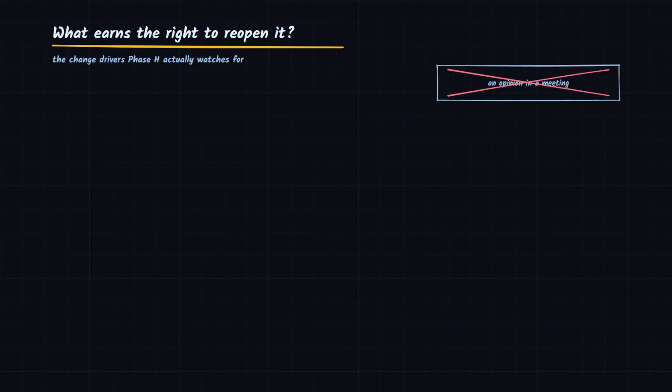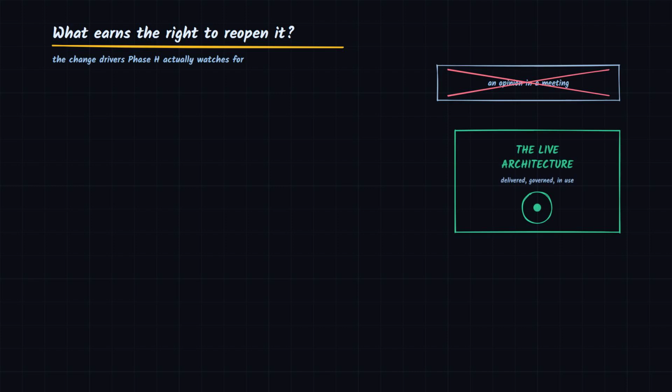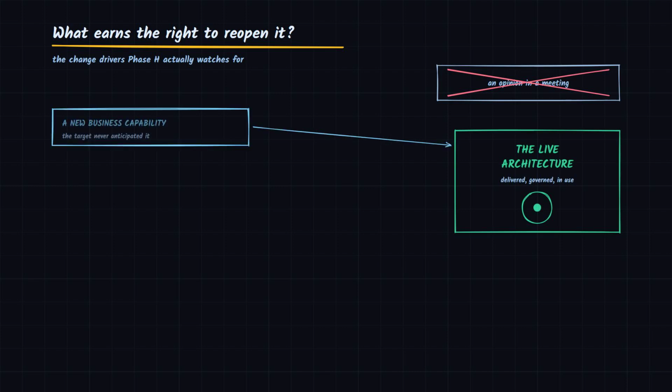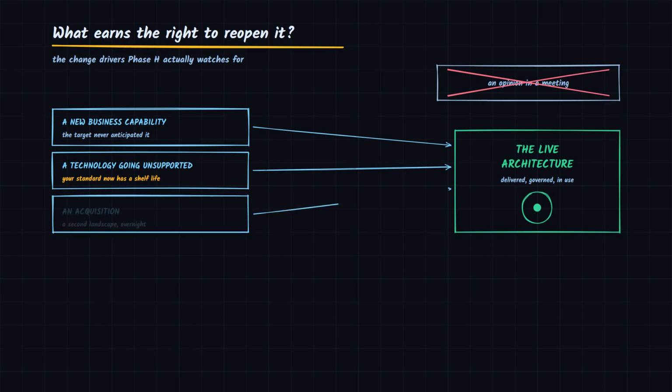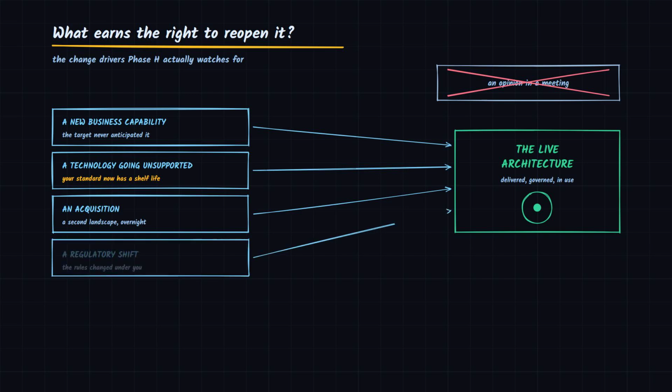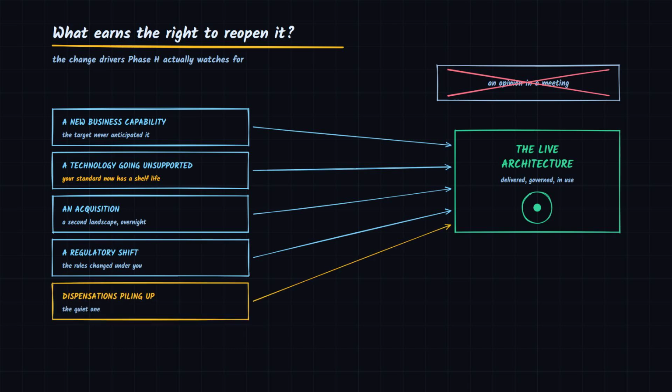Not an opinion in a meeting. Phase H watches for real change drivers: a new business capability the target never anticipated, a technology going unsupported, which gives a standard in your catalog a shelf life whether you like it or not, an acquisition, dropping a second landscape into yours overnight, a regulatory shift, and the quiet one, dispensations piling up. When 5 teams ask for the same exception from Phase G, that's a standard telling you it no longer fits.